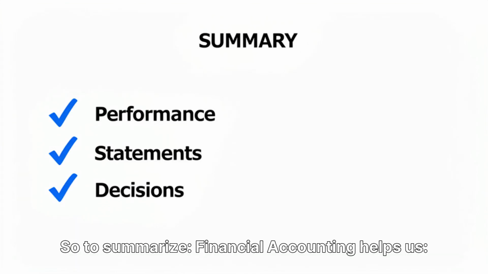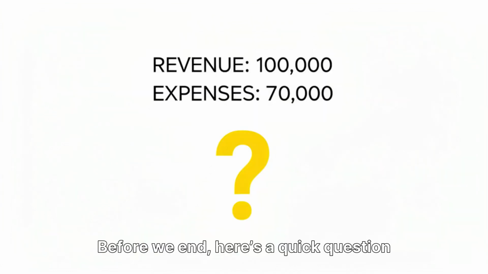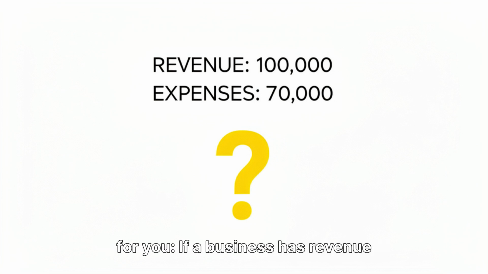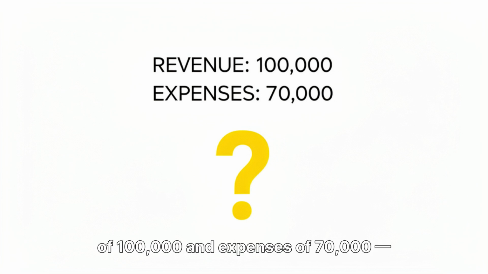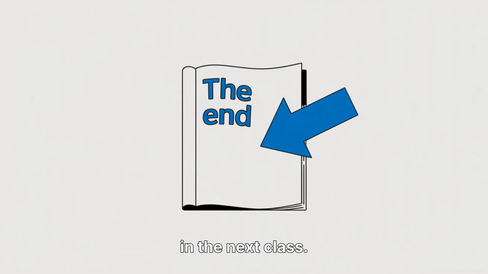So to summarize, financial accounting helps us track business performance, prepare financial statements, and support decision-making. Before we end, here's a quick question for you. If a business has revenue of $100,000 and expenses of $70,000, what is the profit? Think about it and we'll discuss it in the next class.